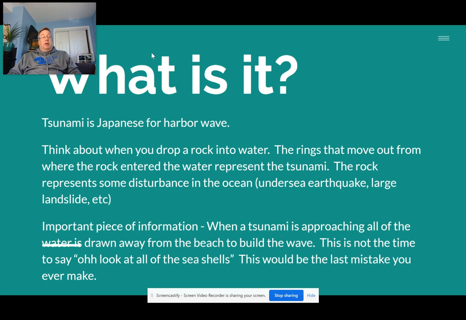So it could be an earthquake underneath. So you suddenly have the land drop. So the water rushes down to fill up that spot and then rebounds up, and you get these rings coming out. It could be a lot of debris falling into the ocean at one time, which hits and then pushes out the rings, very similar to you throwing a rock.